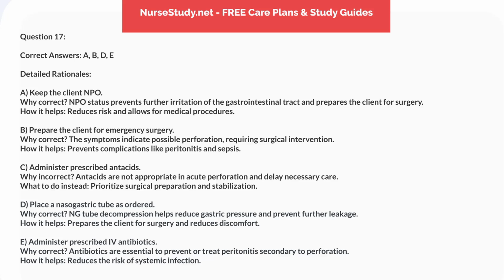Detailed rationales. A. Keep the client NPO. Why correct? NPO status prevents further irritation of the gastrointestinal tract and prepares the client for surgery. How it helps: reduces risk and allows for medical procedures. B. Prepare the client for emergency surgery. Why correct? The symptoms indicate possible perforation, requiring surgical intervention. How it helps: prevents complications like peritonitis and sepsis.